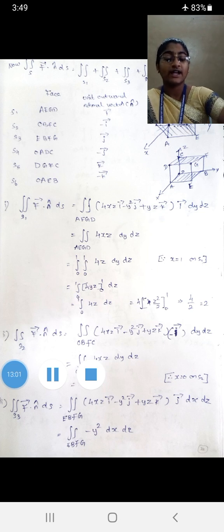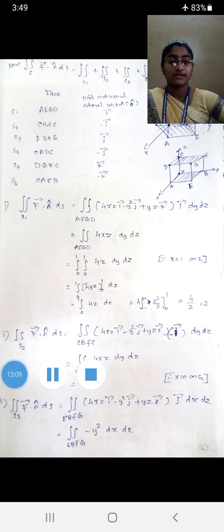Now we have to substitute the value of F vector and the value of n cap. See the above unit outward normal vector, that is n cap. So the value of n cap is I vector with dy dz, since we take the x-axis normal. Now we multiply both as I vector, so we get the I vector value 4xz dy dz. For the integral we can take 0 to 1, 0 to 1, because all 3 variables are in 0 to 1. Now we solve for x: x equals 1 on surface 1. So we get 4z dy dz.